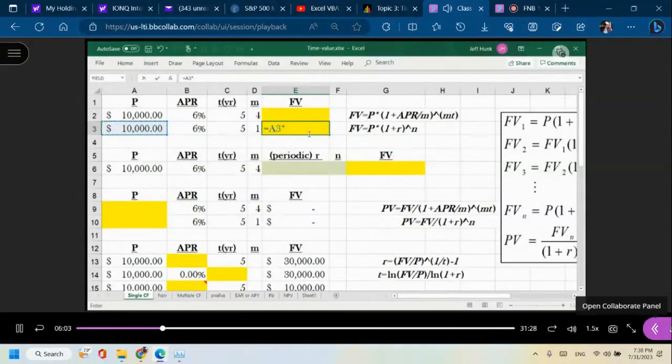And then times, open parenthesis, 1 plus R, raised to APR. We talked about this at the beginning of the semester. This is called caret, which is a universal machine language for raising something to a power. So raised to 5, okay? And hit enter, and there you go.